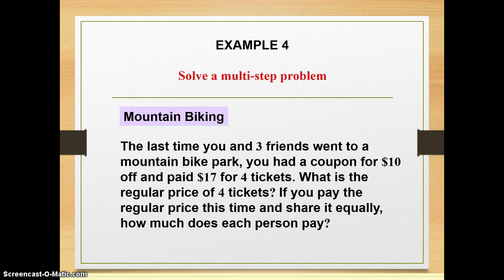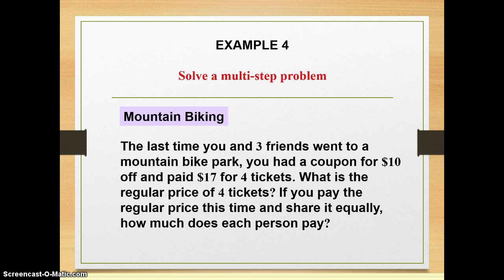In this example, we are going to solve using a multi-step problem. The topic is mountain biking. The last time you and 3 friends went to a mountain bike park, you had a coupon for $10 off and paid $17 for 4 tickets. What is the regular price of 4 tickets? If you pay the regular price this time and share it equally, how much does each person pay?